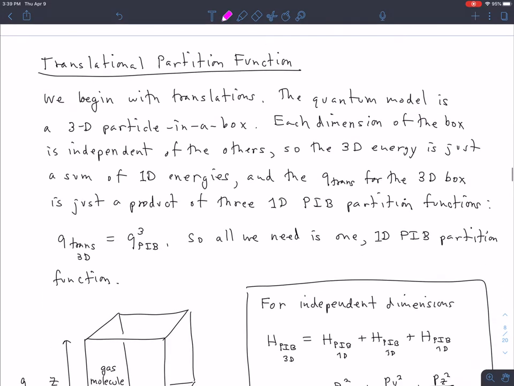All right. That brings us to the translational partition function, which is our next topic, and we'll cover that in the next lecture.